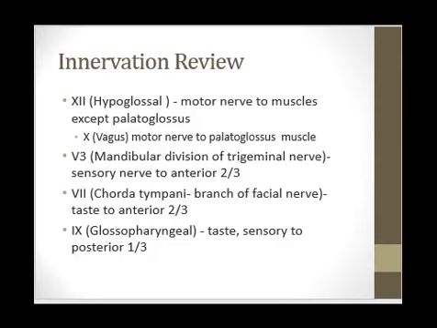Cranial nerve number 7, which is the facial nerve, and a branch of that facial nerve known as the chorda tympani, provides taste to the anterior 2/3 of the tongue, so the apex and the body. And then cranial nerve number 9, or the glossopharyngeal cranial nerve, provides taste and sensory to the posterior third of the tongue.